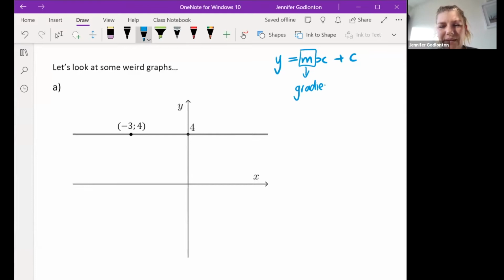Okay. But what actually is a gradient? What does it mean? What is it actually saying? Because a gradient's a weird word. What word am I looking for? It's a word that starts with an S. Yes, a gradient is the steepness or the slope of a graph.